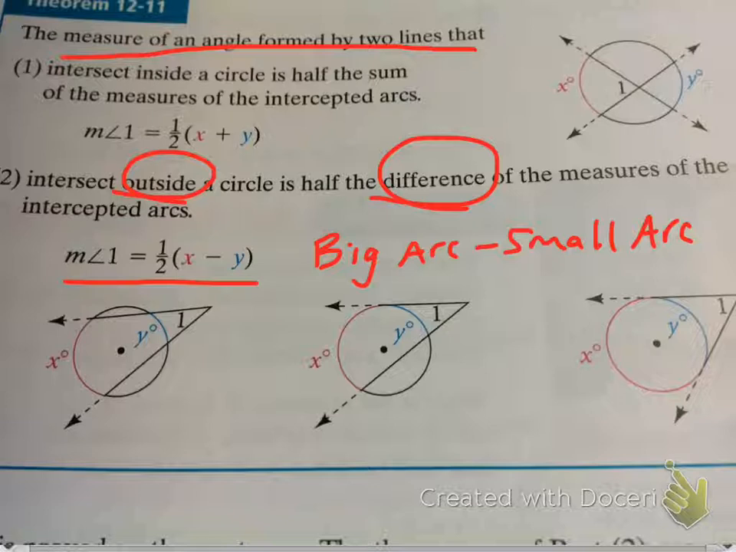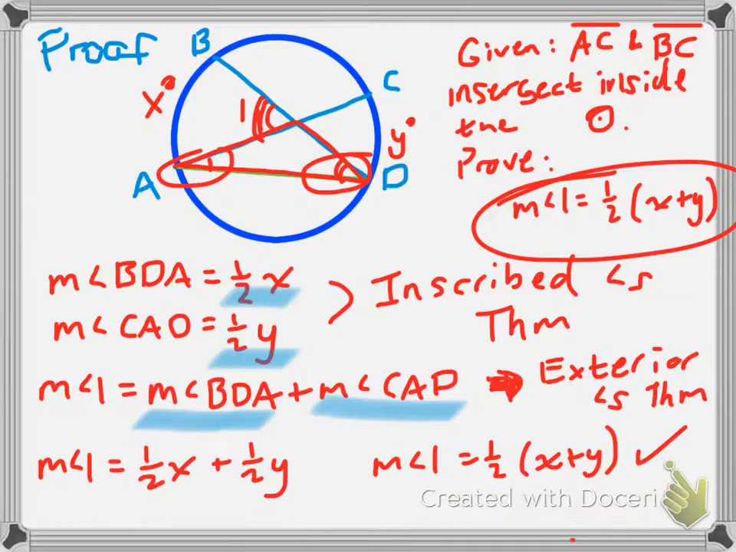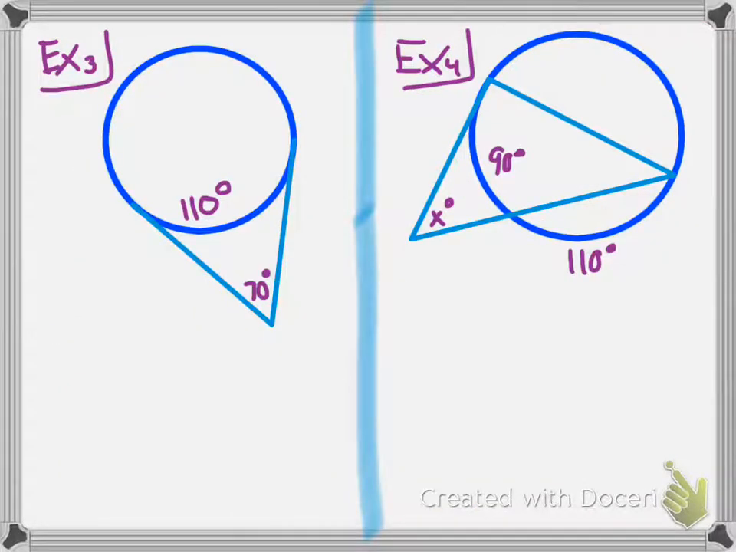When two lines intersect outside of a circle, you take half the difference of the intercepted arcs. So half the difference of the intercepted arcs. And that's the equation we're following there. So, how do we do it in this case? Well, there's a couple things we want to do.